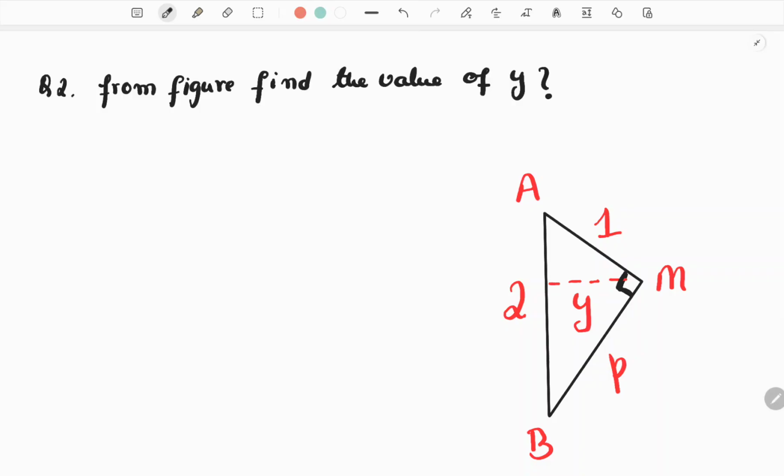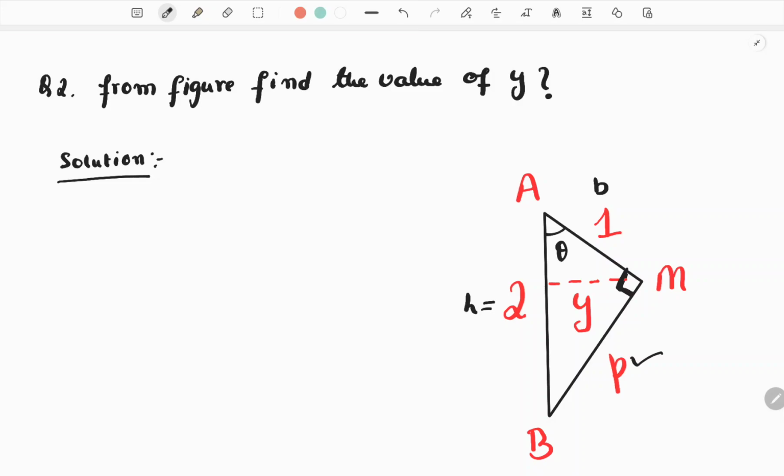So now we'll go to question number 2. The question says, from figure find the value of y. So from figure, let us imagine that this one is the measuring angle theta. So therefore the side which is opposite to the measuring angle we will mark as P. The side which is opposite to 90 degree we will mark as H. And the other side, let's say AM, we will mark as B.